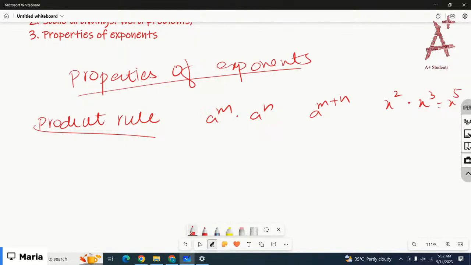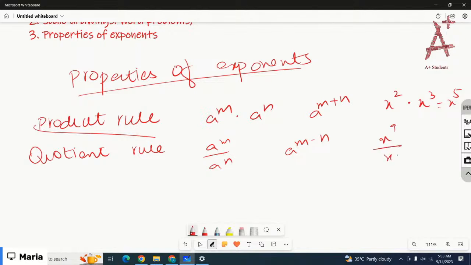The other one is the quotient rule. The quotient rule is if you are dividing with the same base, a^m divided by a^n, a is the base. You have to subtract their exponents. The example is you have x^9 divided by x^5. You do x^(9-5) and the answer is x^4. Got it?